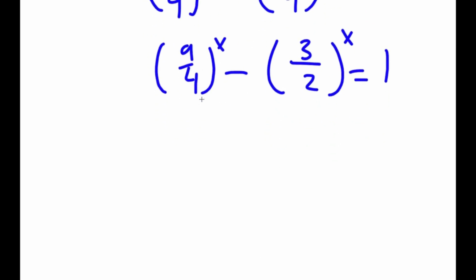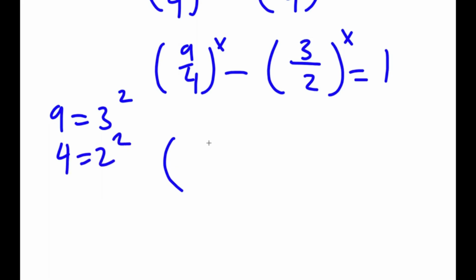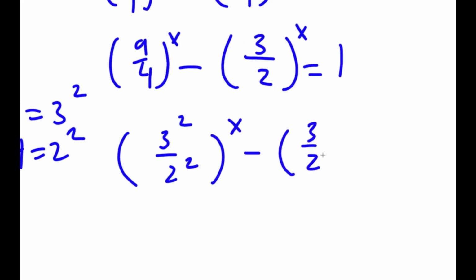Now for 9 over 4, 9 is equal to 3 squared, and 4 is equal to 2 squared. So I have 3 squared over 2 squared to the power of x minus 3 over 2 to the power of x is equal to 1.